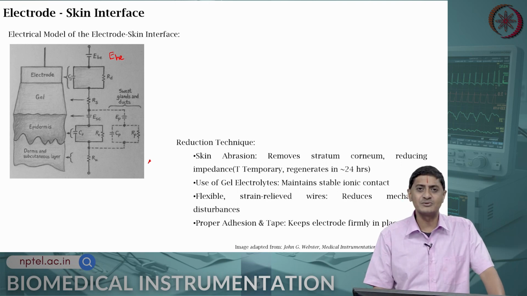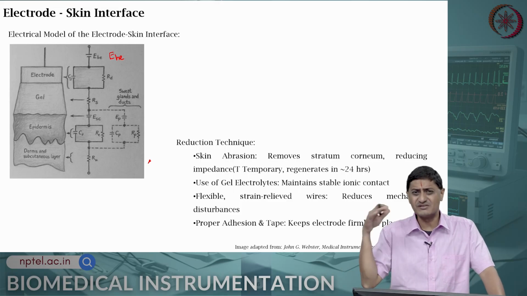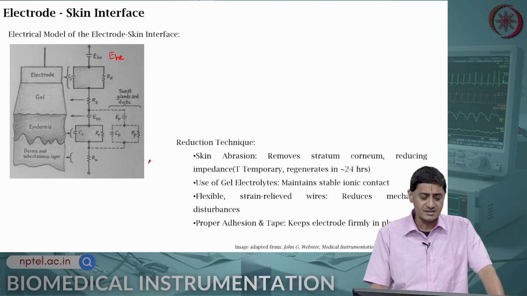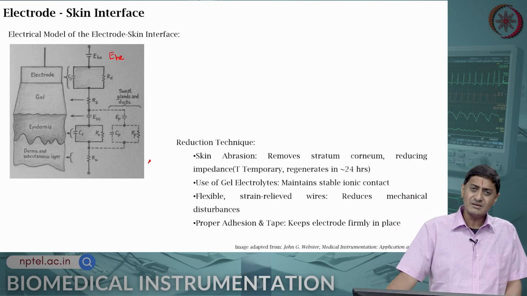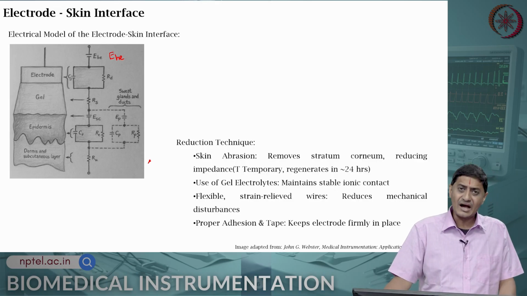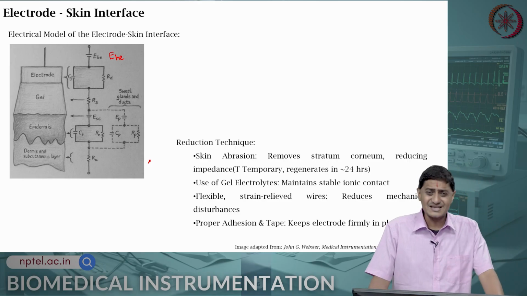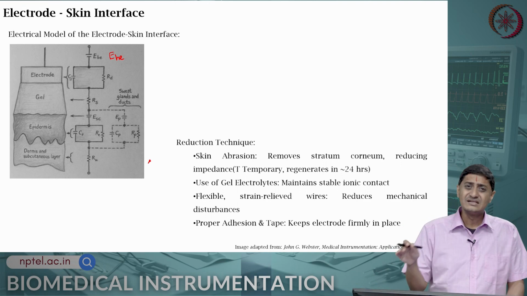How do you know the half cell potential of the electrode? You measure this with respect to the standard hydrogen electrode. We have seen this in the previous classes. Then you have the parallel CD and RD. What are these? This is the electrode impedance, along with the gel. Then I add gel to that.